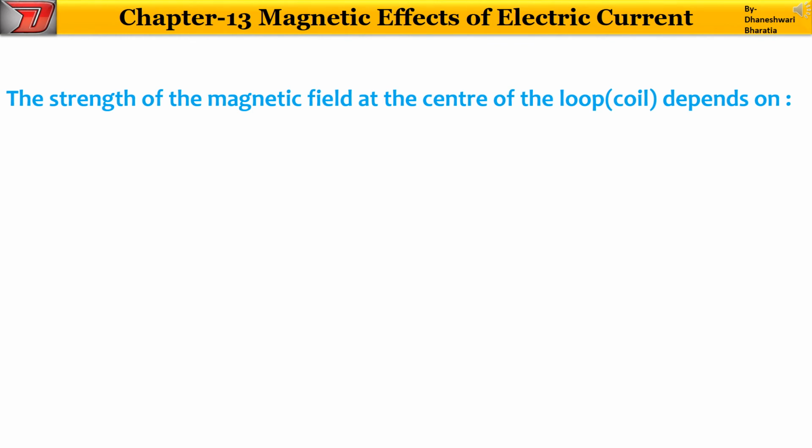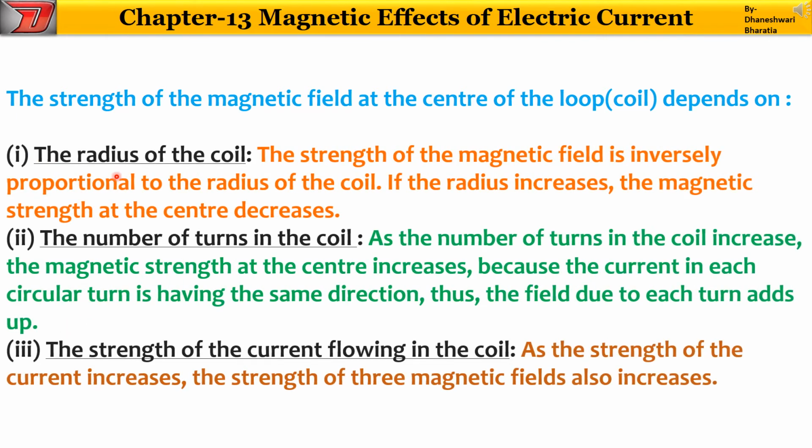so let us discuss how the strength of the magnetic field is related to the loop or the coil which we have used. We know that the radius plays a major role. More the radius, less the magnetic field.